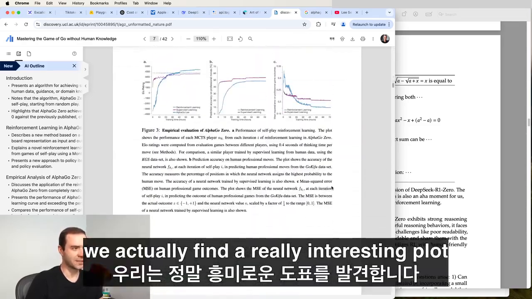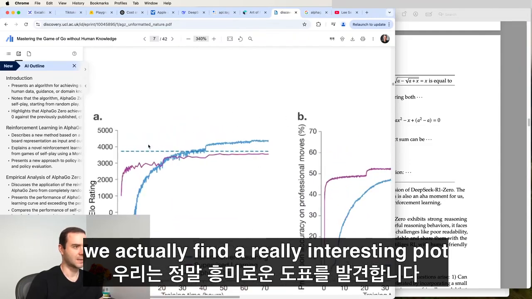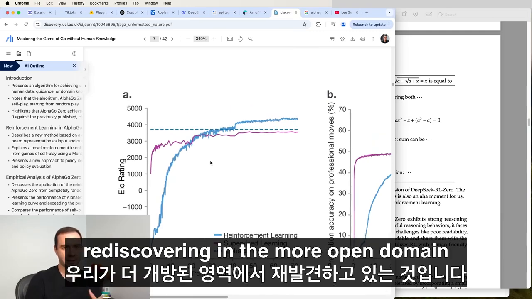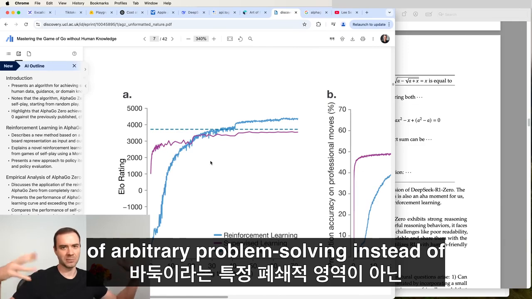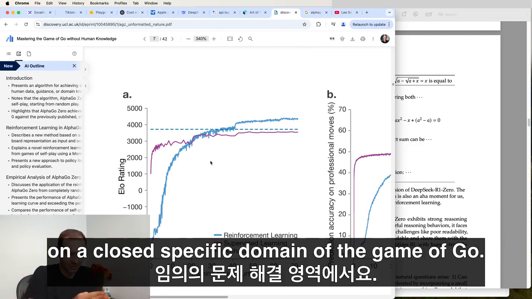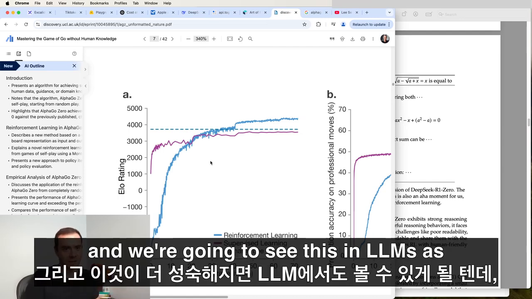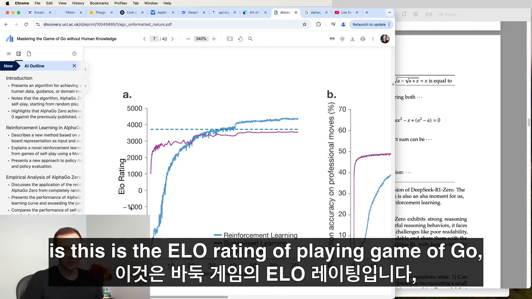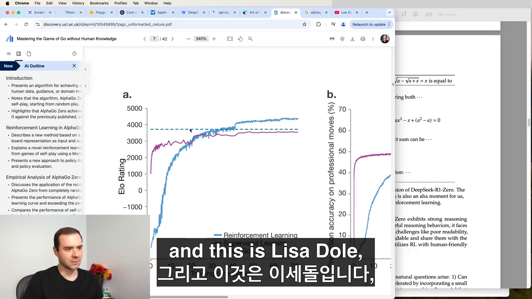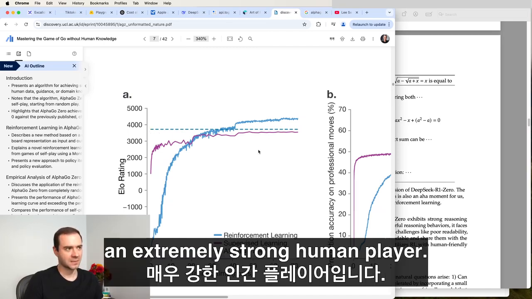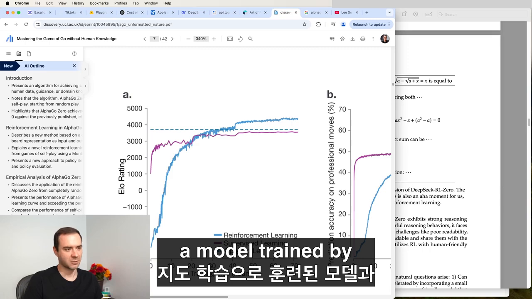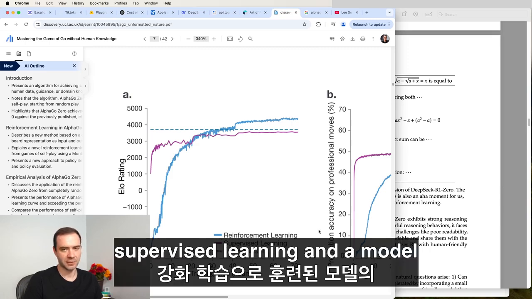we actually find a really interesting plot that I think is kind of familiar to us, and we're kind of rediscovering in the more open domain of arbitrary problem solving instead of on the closed specific domain of the game of Go. But basically what they saw, and we're going to see this in LLMs as well as this becomes more mature, is this is the ELO rating of playing the game of Go, and this is Lee Sedol, an extremely strong human player. And here what they are comparing is the strength of a model trained by supervised learning and a model trained by reinforcement learning.